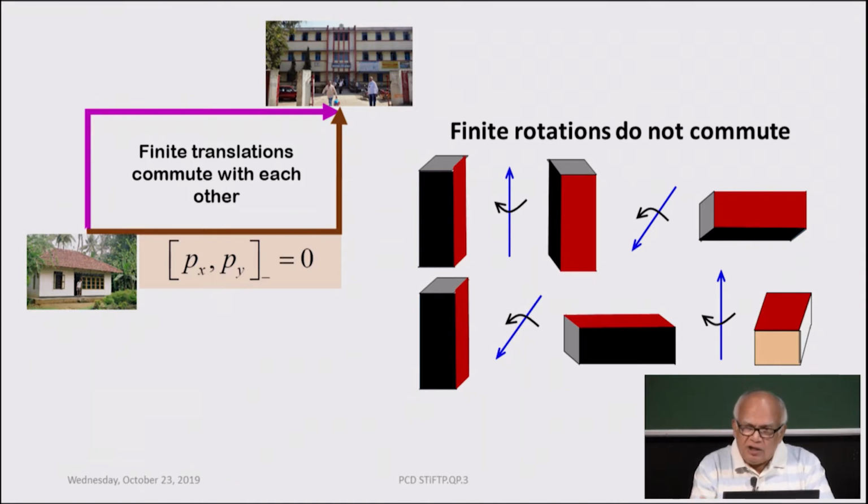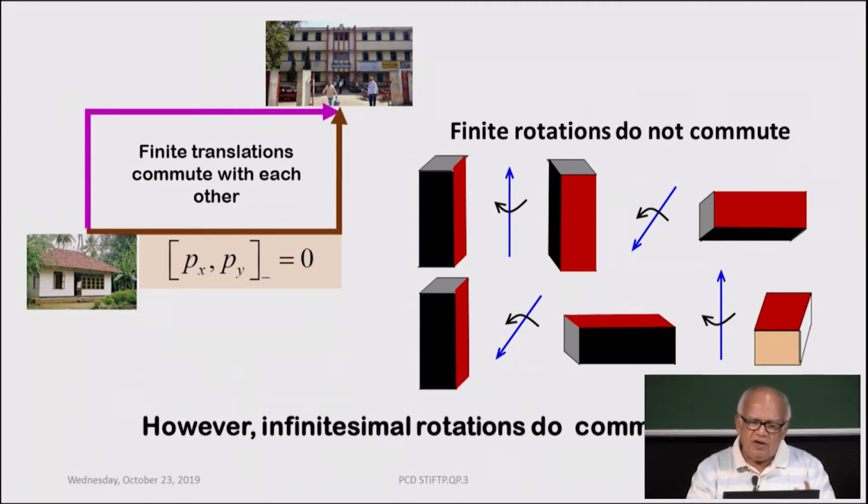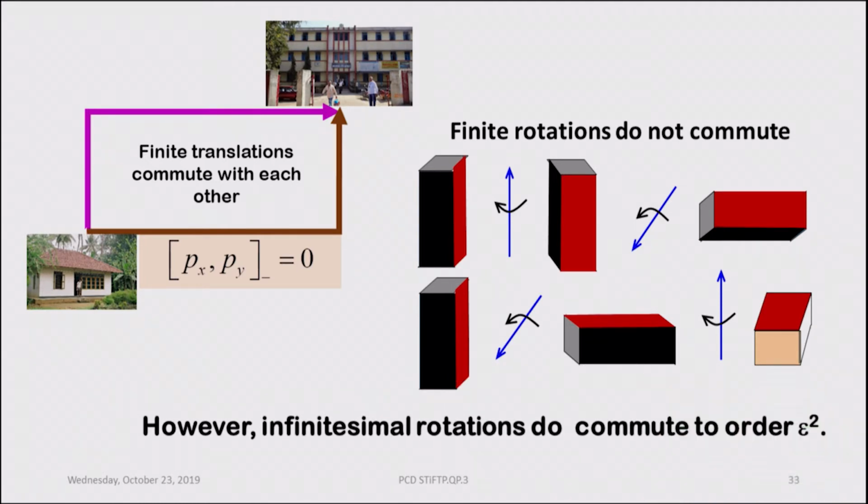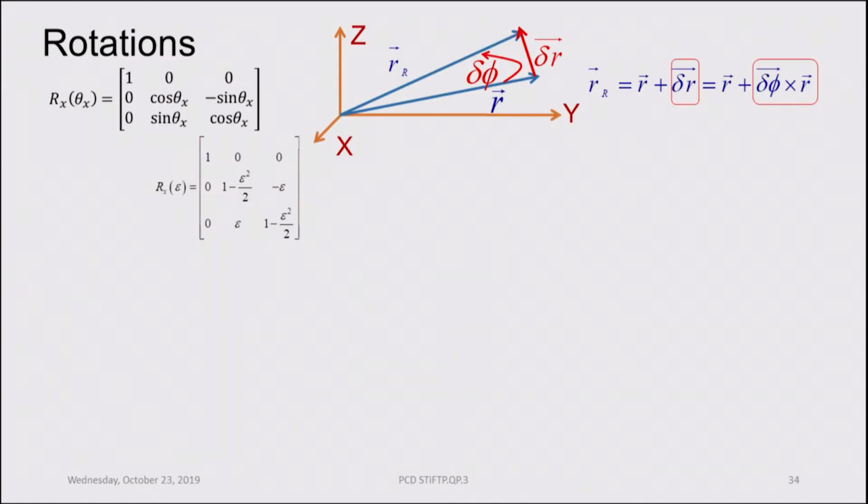But finite rotations do not commute. Okay, so you are going to expect some differences when you perform rotational displacements. So finite rotations do not commute, but if you have infinitesimal rotations, then they do commute to order epsilon squared, where epsilon is an infinitesimal rotational angle. So we are going to discuss these infinitesimal rotations today.